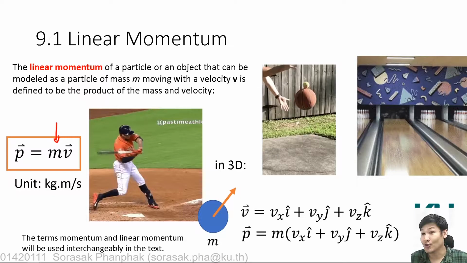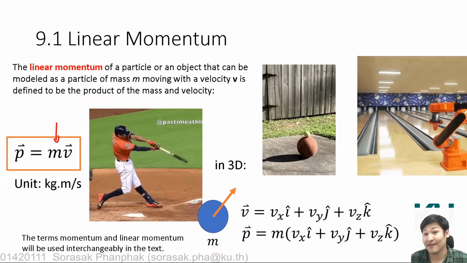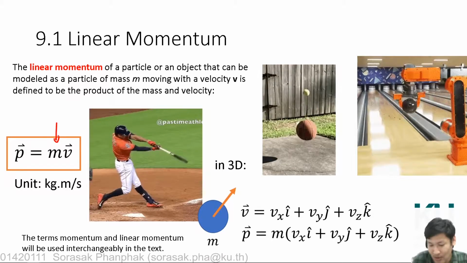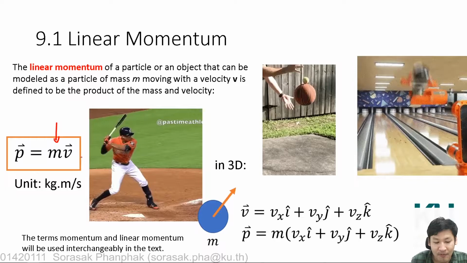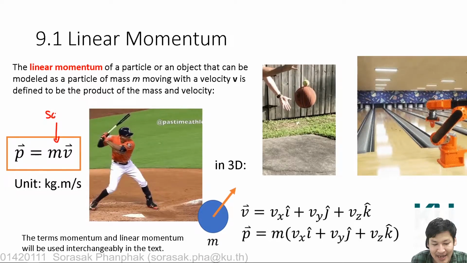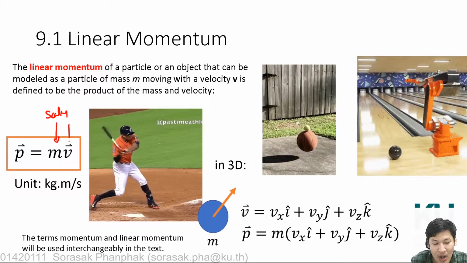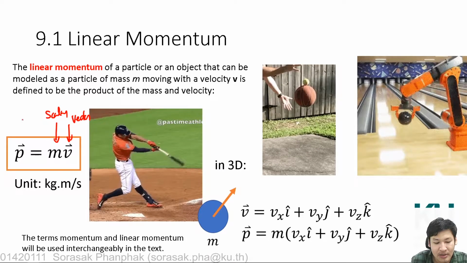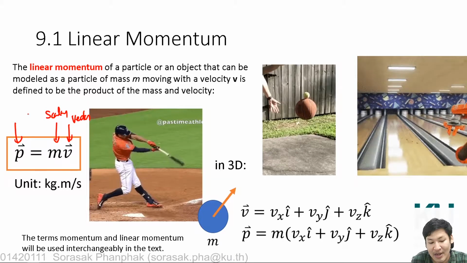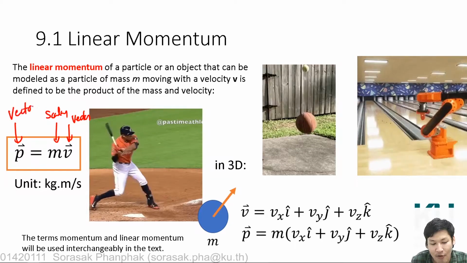Since you know that if an object has velocity, it is going to have kinetic energy. But in this case, we focus on the momentum. Since mass is a scalar and velocity is a vector, the momentum is the product of a scalar and a vector. You're going to get a vector for momentum.